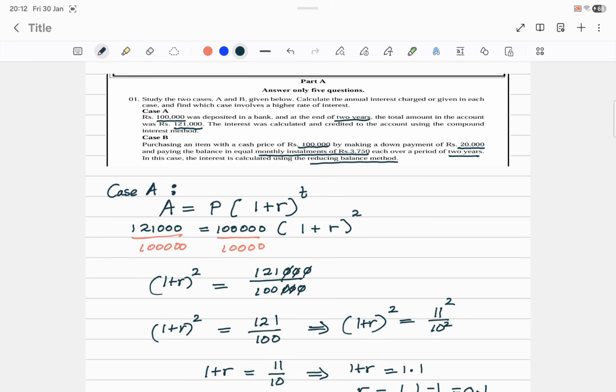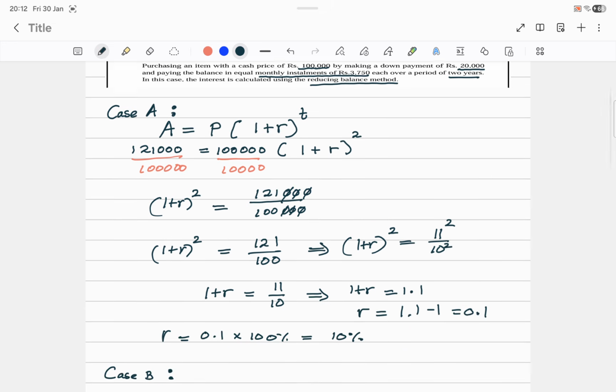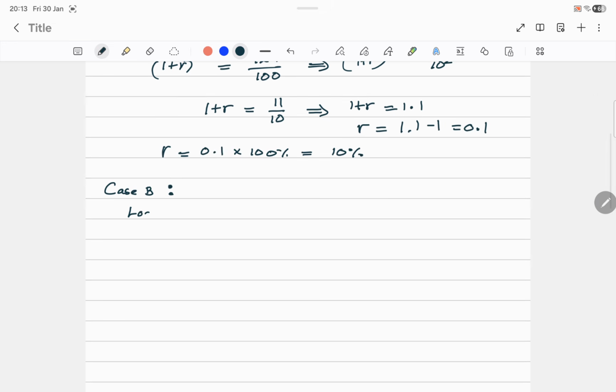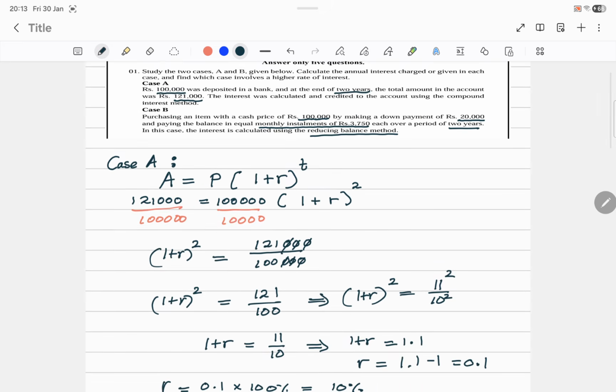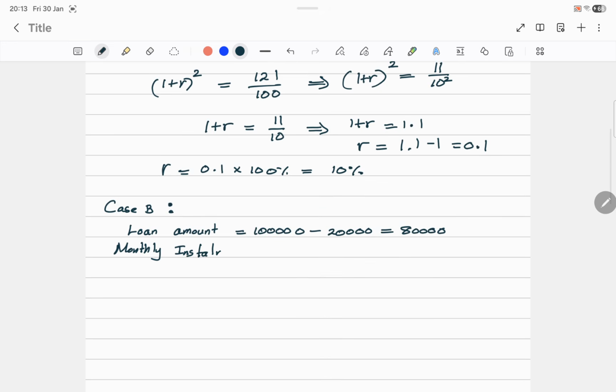So case B. Right, so what is given to us? 100,000. A deposit is made of 20,000, so the balance is paid. So the loan amount, let's first find. Loan amount is 100,000, get rid of the deposit, which is 20,000. So loan amount is 80,000. Then we have been given the monthly installment. Monthly installment is 3,750.